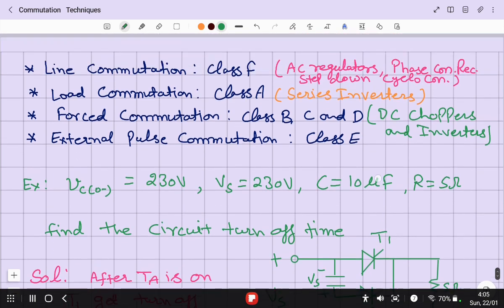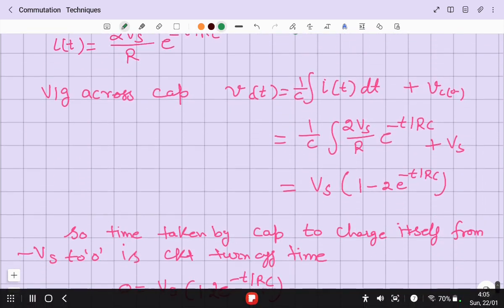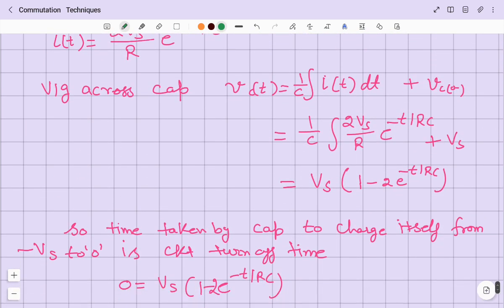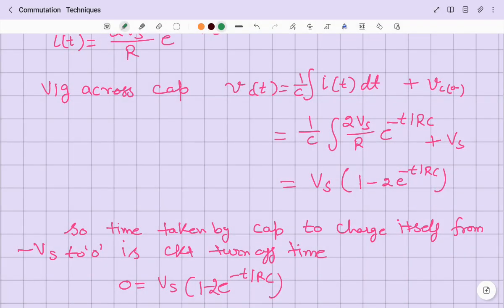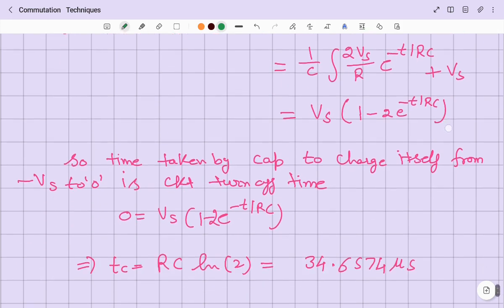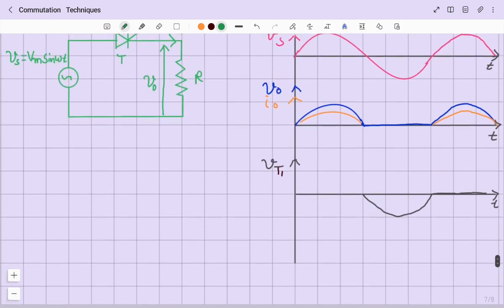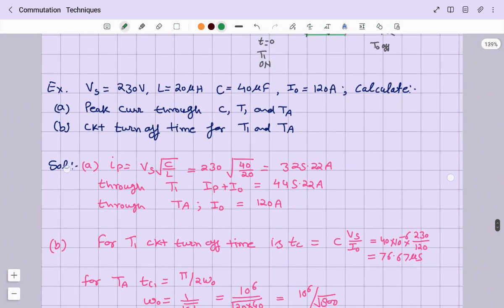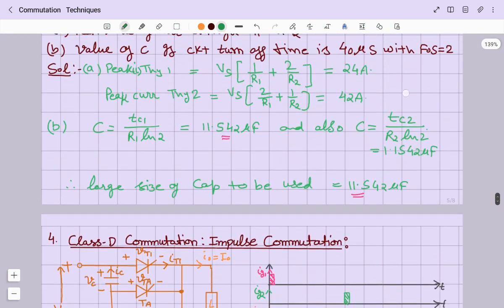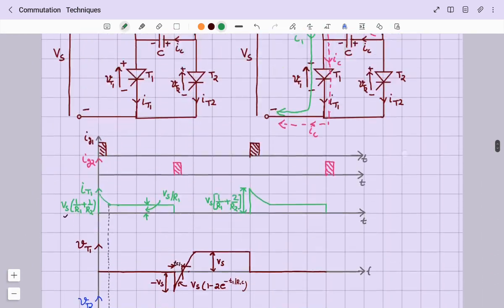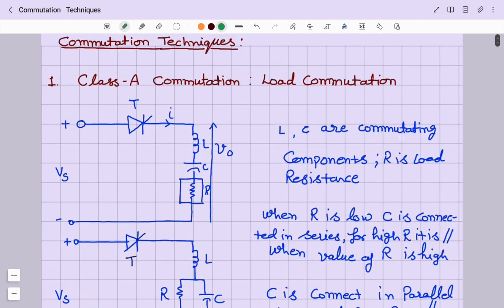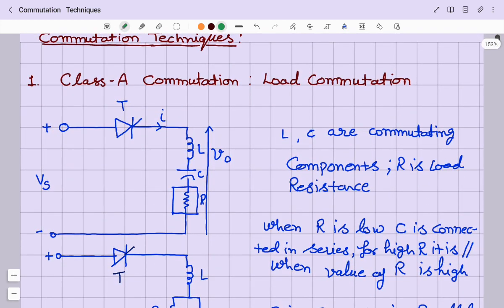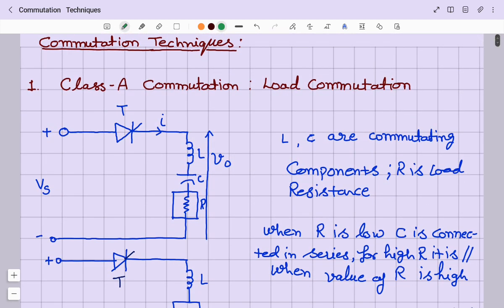So with this your commutation techniques end, and I hope you will try to understand all this. And once I join the university, you must have doubts, right? Then we will do it once again, right?